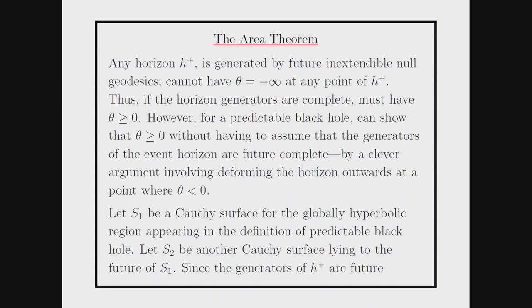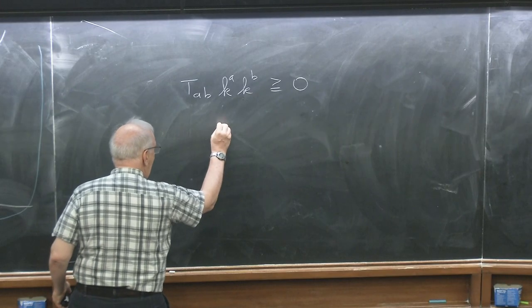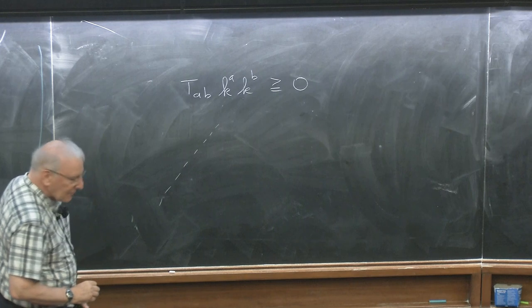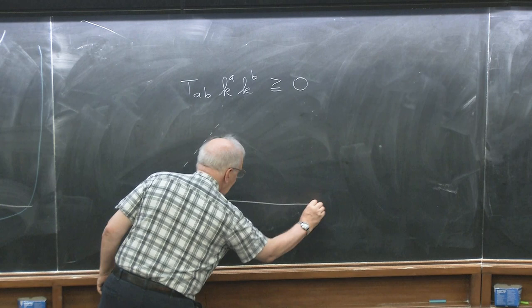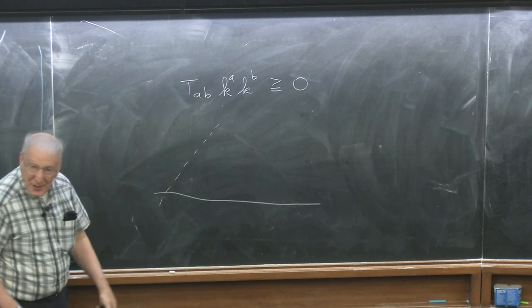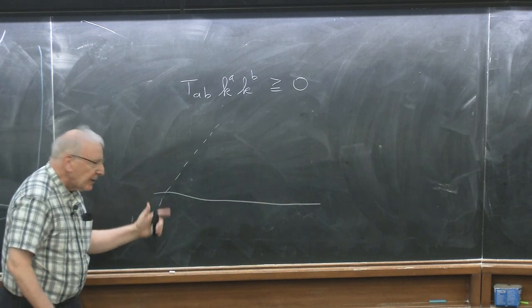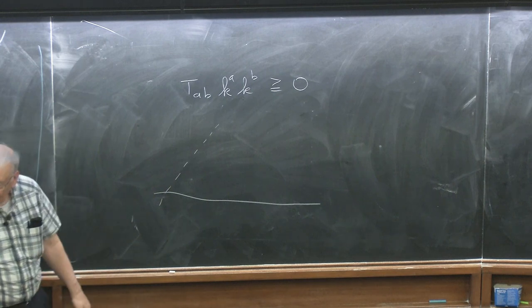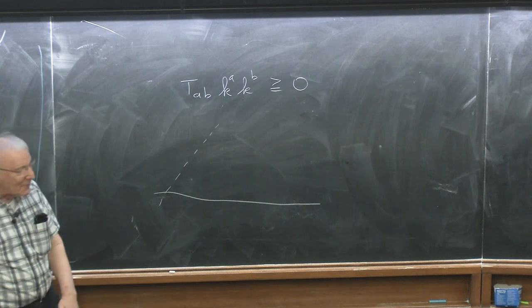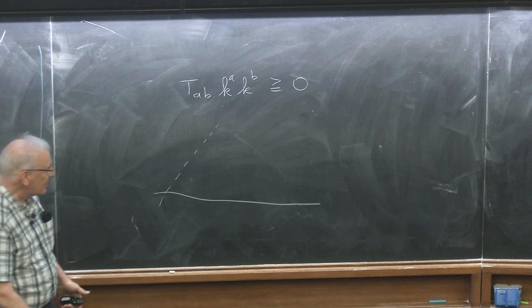So that leads to the following result, which I should probably draw a picture of. I think I can just do it under here. So if we have the event horizon of a black hole here, as I'm drawing, and we have some initial Cauchy surface for the exterior region, including the horizon, which we do, assuming we have a predictable black hole, which we will have for sure if cosmic censorship is true.